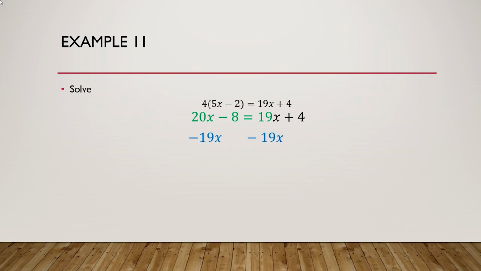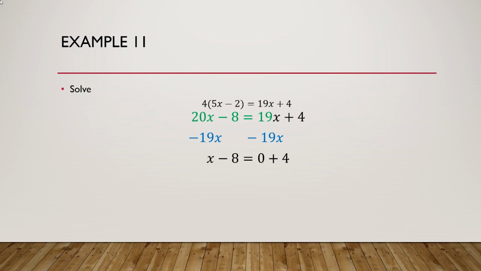Now next, what you want to do is get rid of the x. Now, which one do you decide, the 20x or the 19x? It doesn't really matter which one, but at this point, one's going to cancel out, and the other one, when you add or subtract them, is going to give you a 1x. So you want to do what's going to give you that 1x. And so you would subtract 19x from both sides.